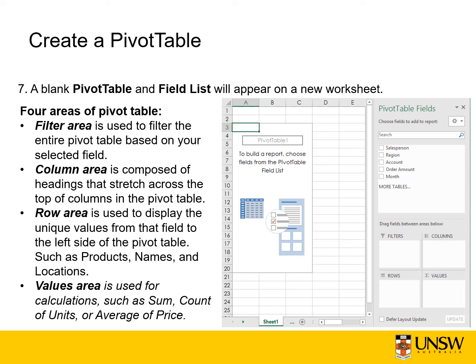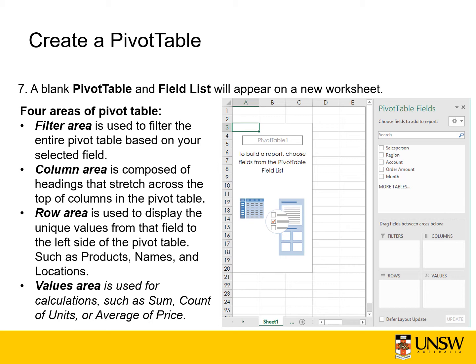A field section at the top of the field list is used to add or remove fields, and the bottom section is used to arrange the fields including four areas that are called filter, columns, rows, and values. The filter area allows you to easily apply filters to the pivot table report. Placing data fields into the filter area allows you to filter the entire pivot table based on your selections.